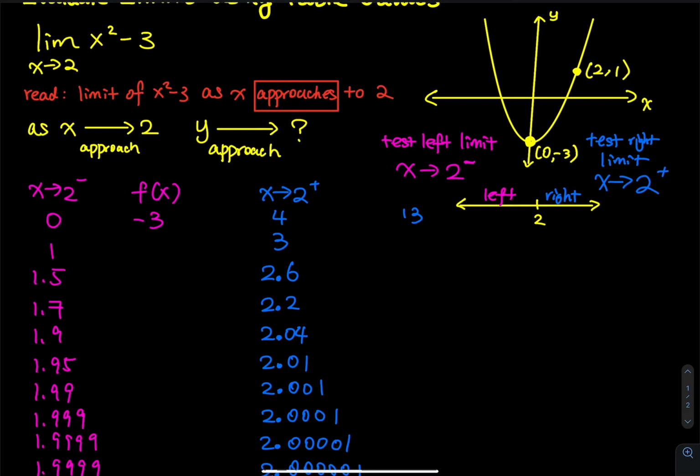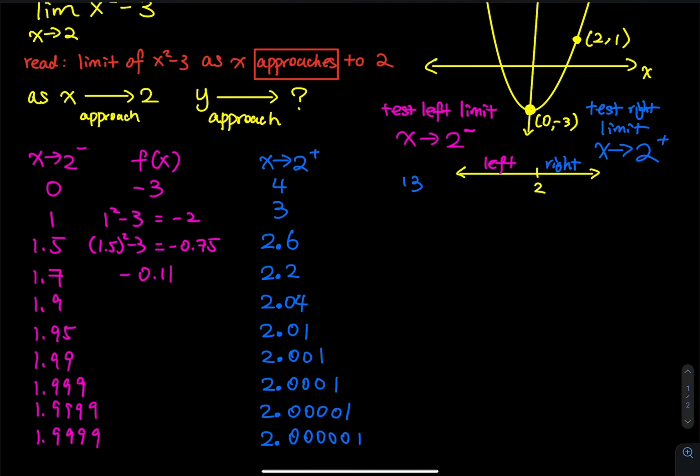So when x is equal to 0, 0 squared minus 3 is equal to negative 3. When x equals 1, we have 1 squared minus 3, so that is equal to negative 2, and then we keep on moving. You can use your calculator to do this; I already did the math in my notes. When x is equal to 1.5, we have 1.5 squared minus 3, which is equal to negative 0.75. When x is equal to 1.7, I have negative 0.11. At this point, you can pause the video and do all the math by yourself. If you know how to do it, don't bother to waste any time on that. Just watch mine.